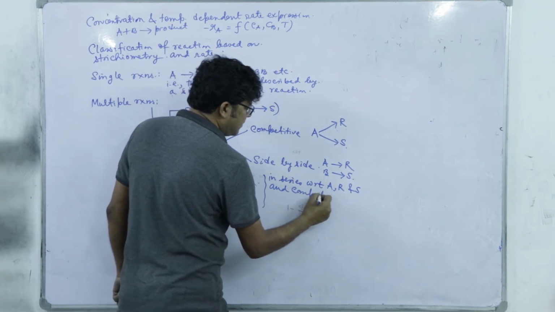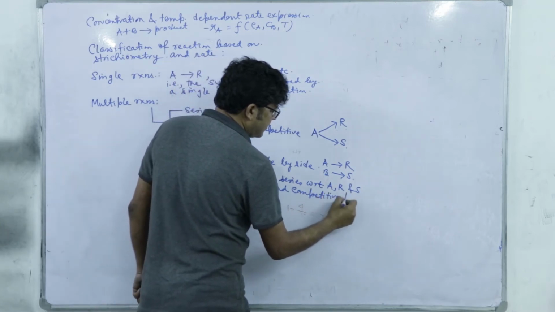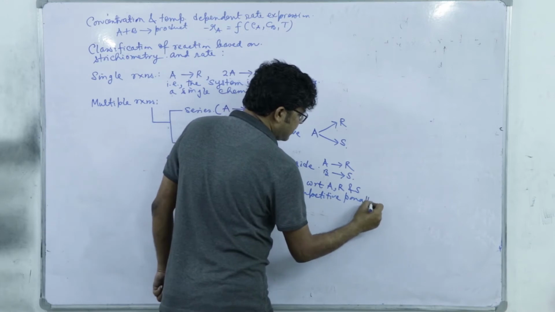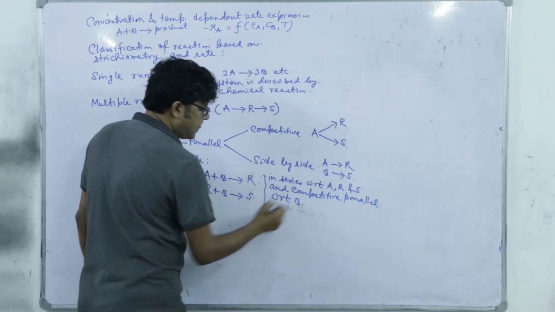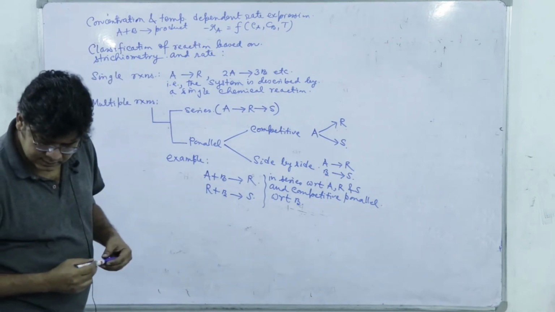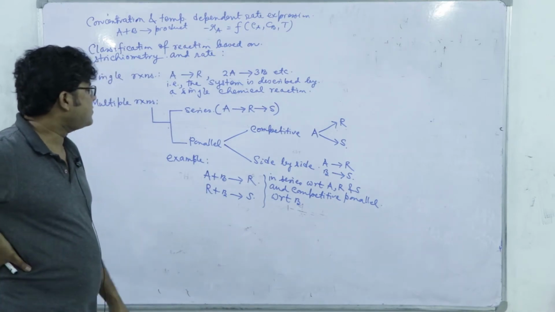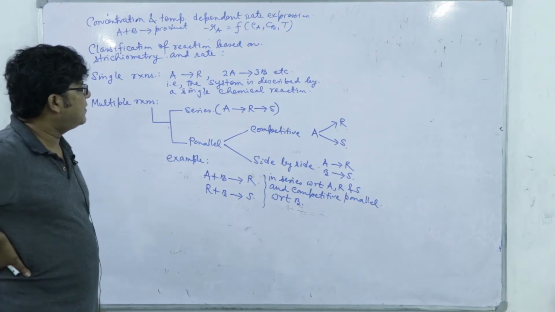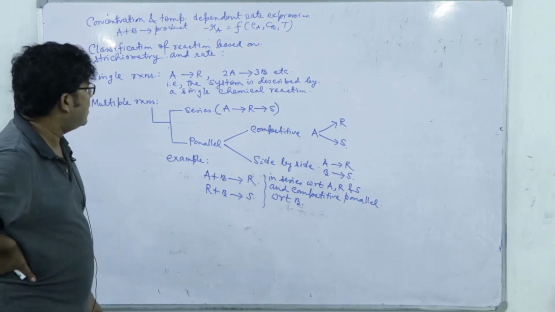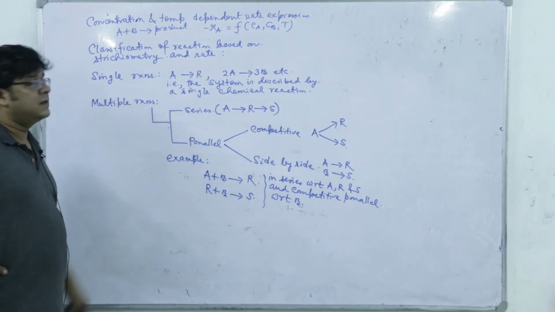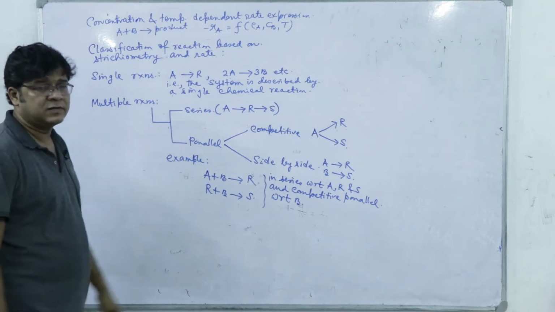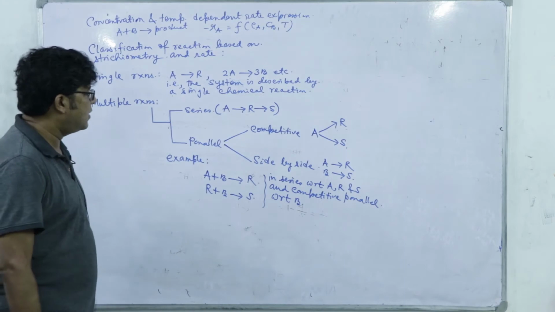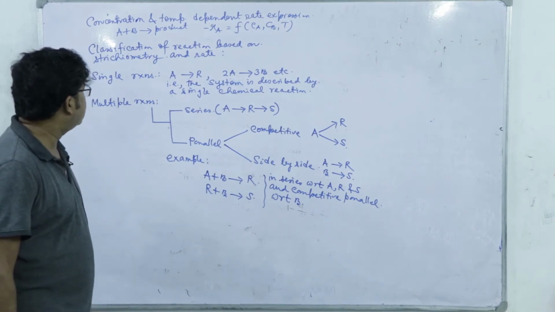Competitive parallel with respect to B, right. So, that is the basic, very basic classification of reaction based on the stoichiometry, because we are focusing only here not on the rate equation, but only on the stoichiometry of this chemical reaction, right.